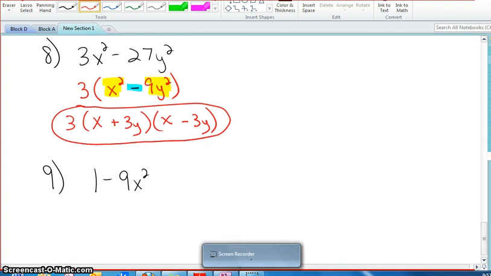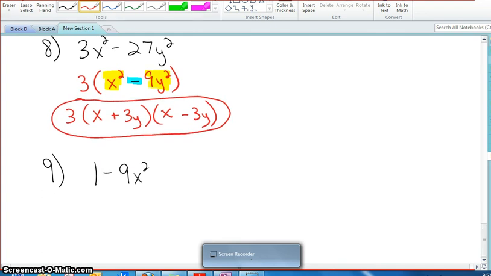Alright, last problem. Does this have a greatest common factor? No. Is it a difference of perfect squares? Yes. So my 2 factors are the square root of 1, which is 1, plus and minus. The square root of 9x squared is 3x and 3x.